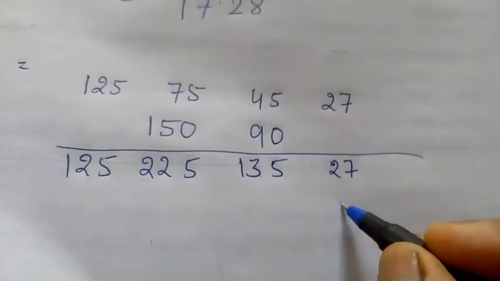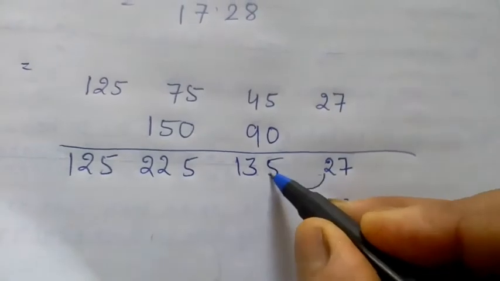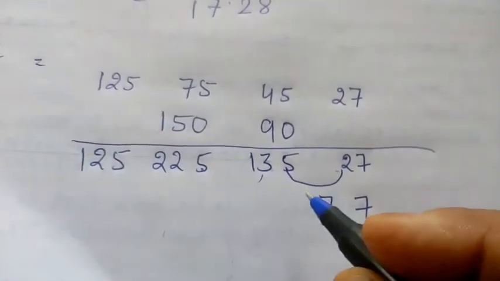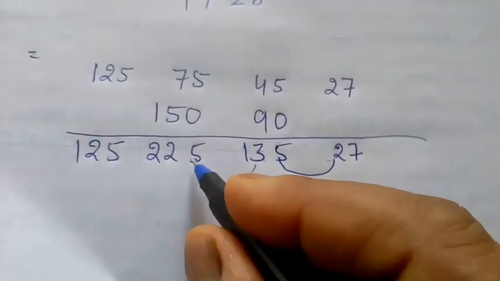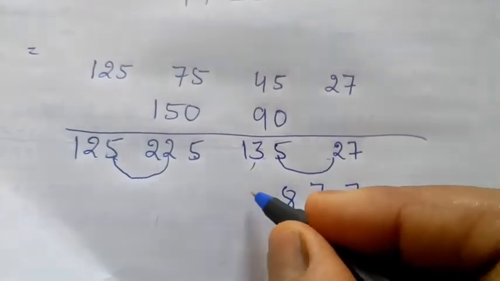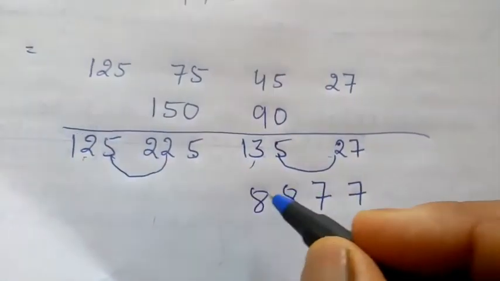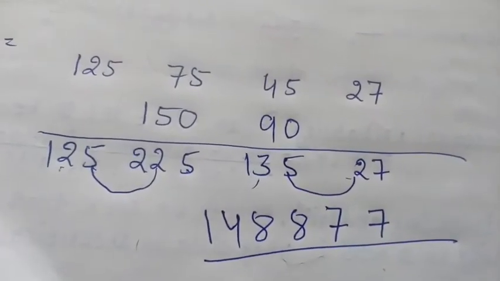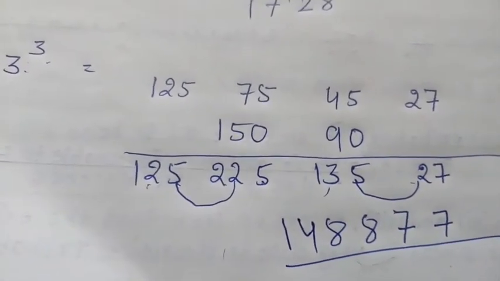Right here 7, carry forward 2, and 5 plus 2 is 7, 13, 5, 18, 8, 1 carry, 23, 23 plus 5, 28, 2, 12 plus 2, 14. 148877 is the cube of 53.